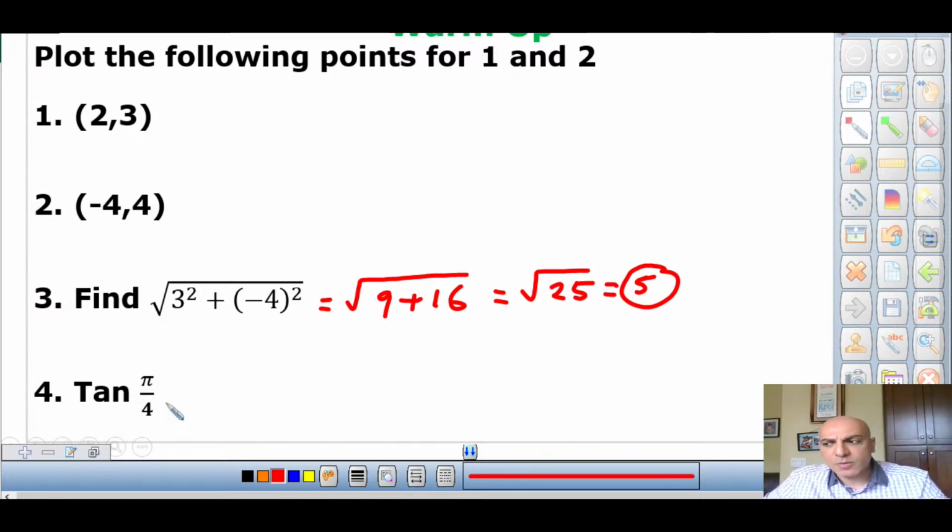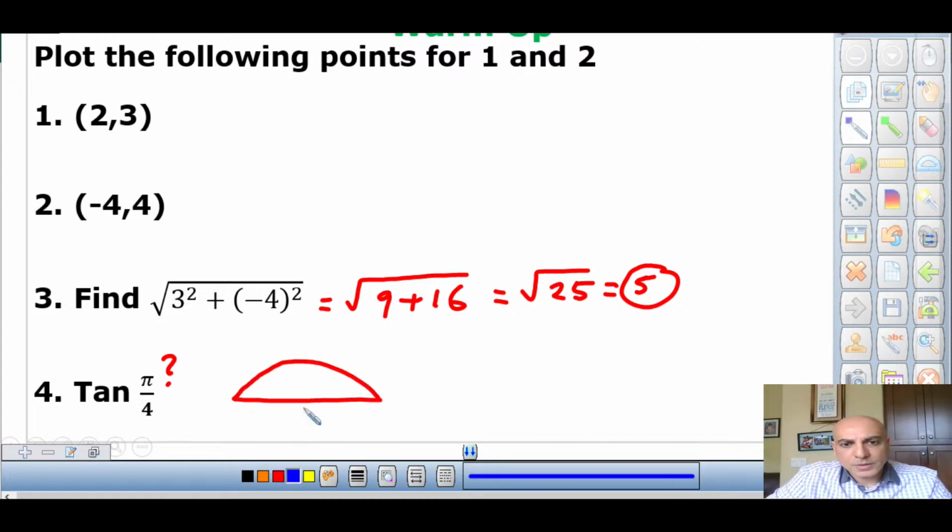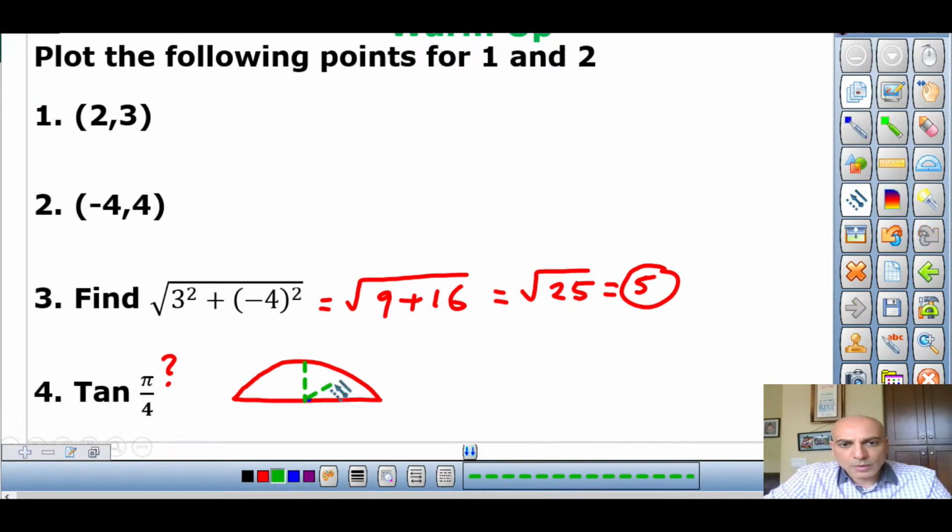Tangent pi over 4. What is pi over 4 anyway? Everybody know what's pi over 4? Got a couple eyes here going back and forth between the comments and the 2 screens that I have. What's pi over 4, do you think? You take the pi divided by 4. 4 pieces.